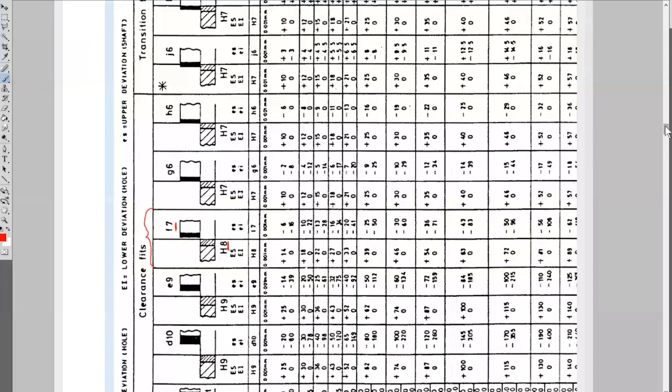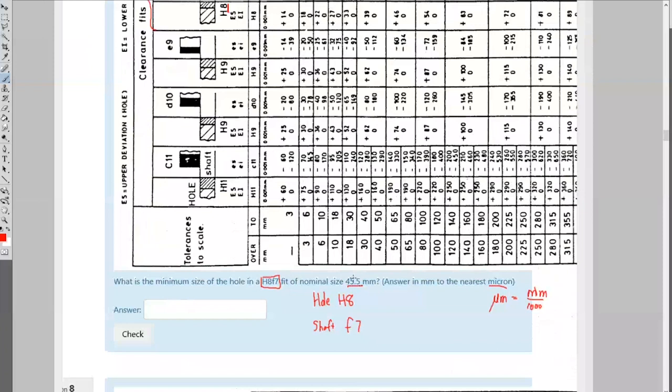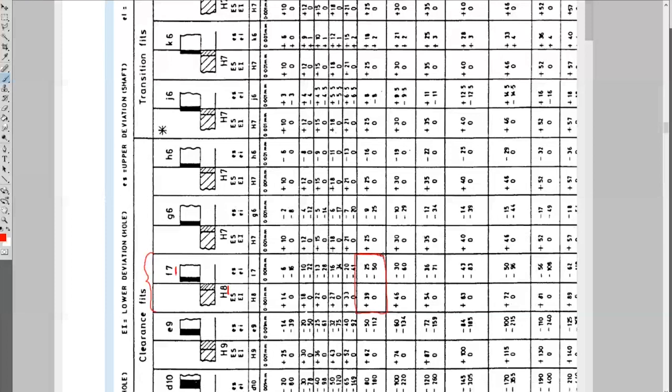Now, the next thing we need to read is the size of the hole, of the fitting or the shaft. The nominal size is 45.5 mil. So we're going to be looking in the row where 45.5 fits. So it's this row here, which is between 40 and 50. So the whole point of the chart is just to find this little box. Once we've got this box, we've got all of our numbers.